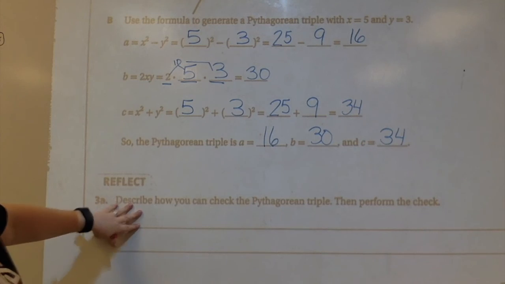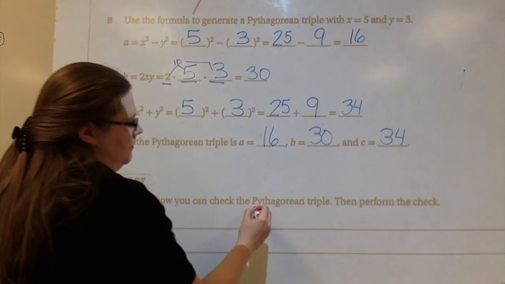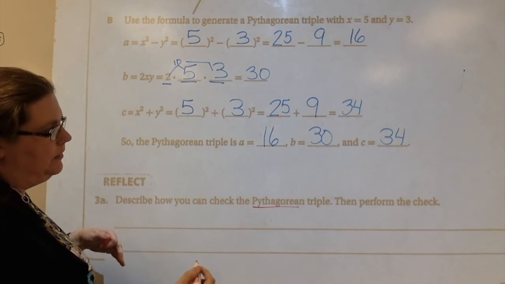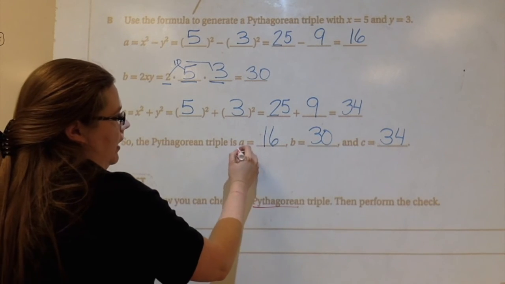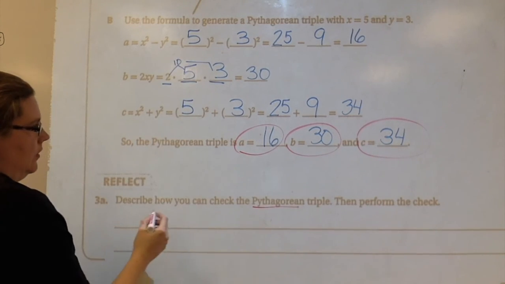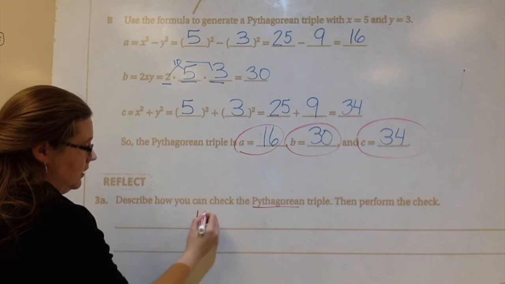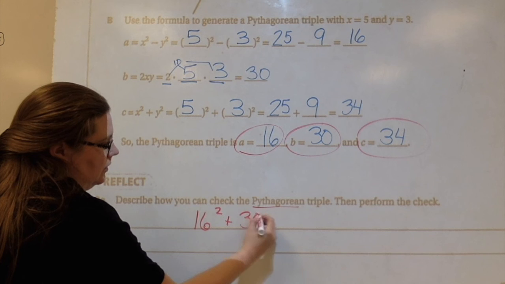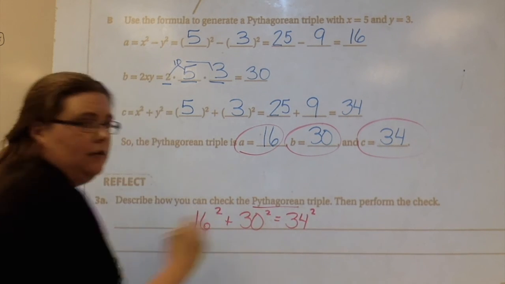So this is to describe how you can check this as a Pythagorean triple. Well, think of the word Pythagorean. A Pythagorean triple works in the Pythagorean theorem. So we can simply perform the Pythagorean theorem on our a, b, and c values. So a squared plus b squared equals c squared. Well, let's see. Does 16 squared plus 30 squared equal 34 squared?